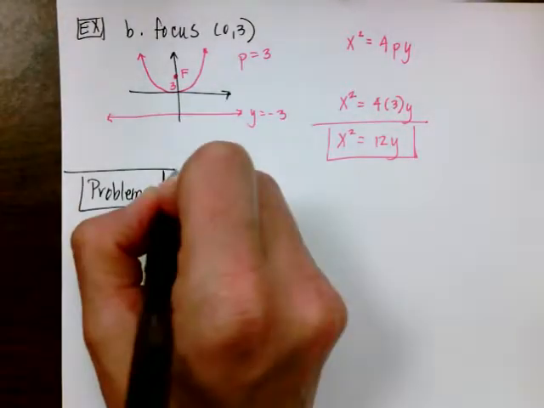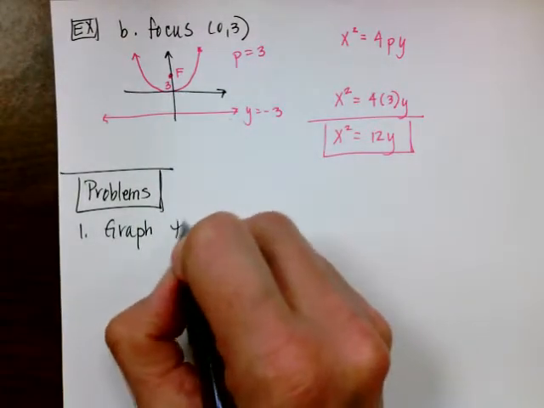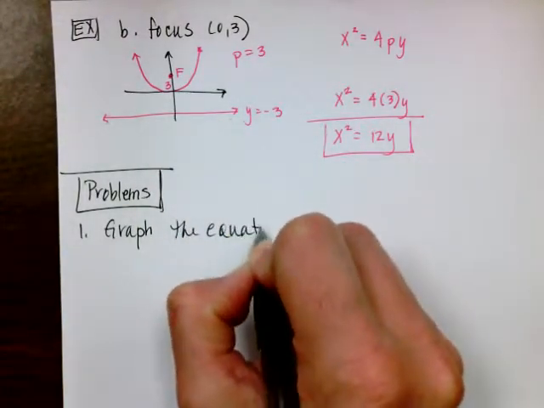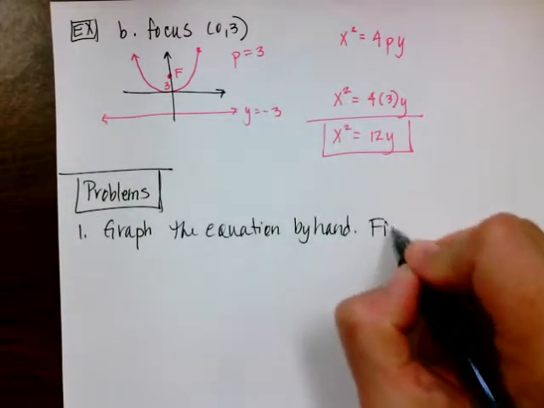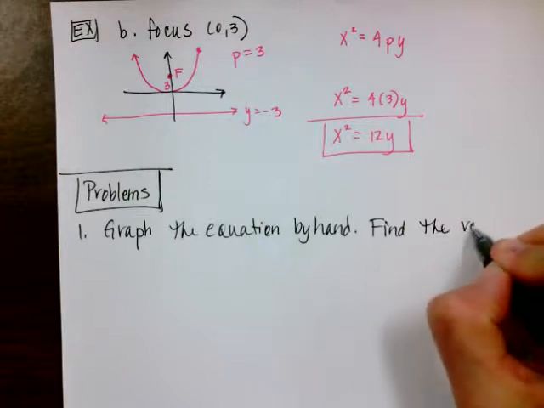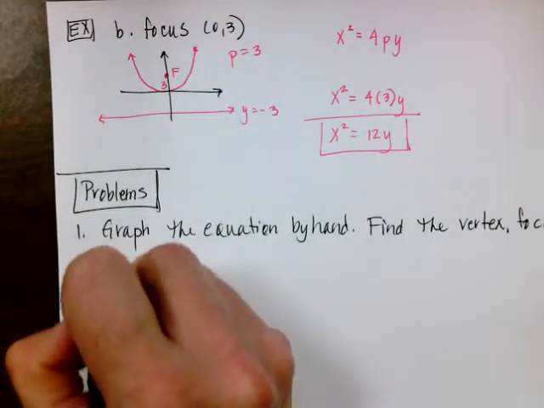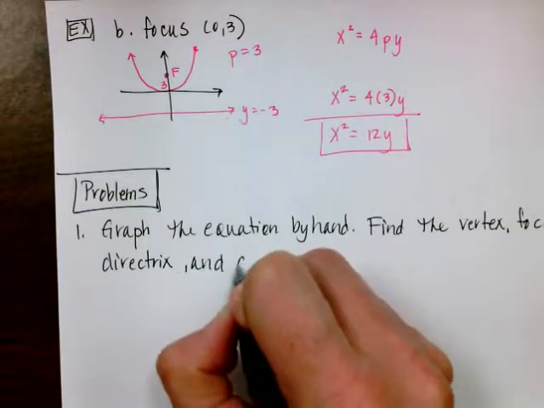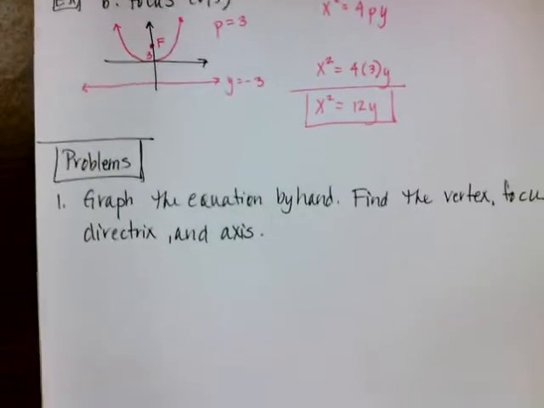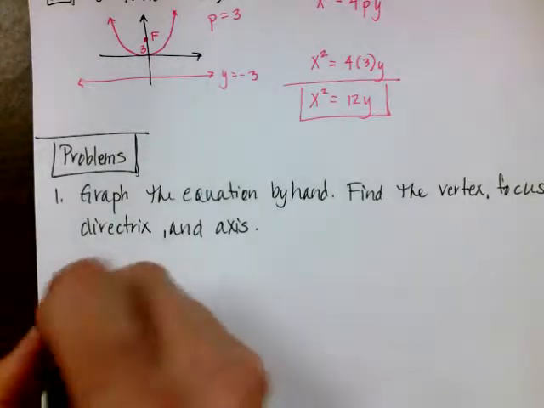Okay. All right, number 1 says graph the equation by hand. Then it says find the vertex, the focus, the directrix, and the axis. Okay. When you do your graphs, you need to label them very carefully. Different colored pens or colored pencils sometimes are helpful, because it helps you to see everything on your graph.